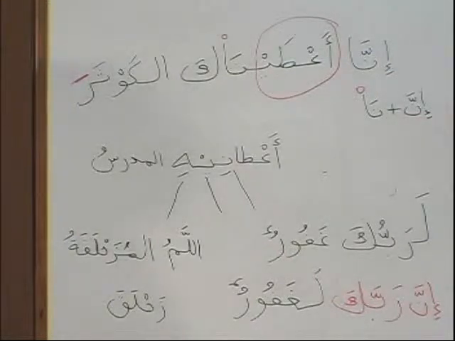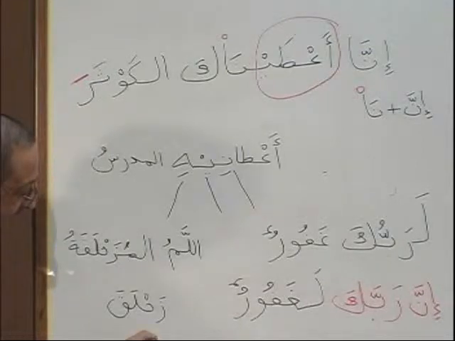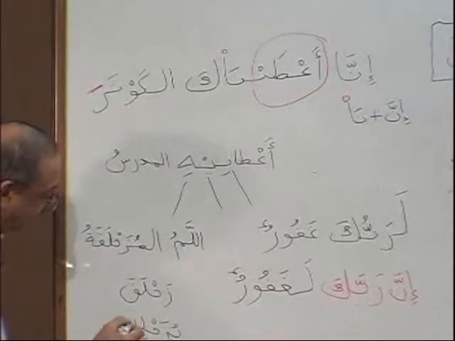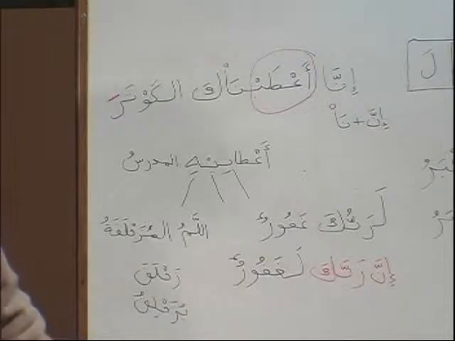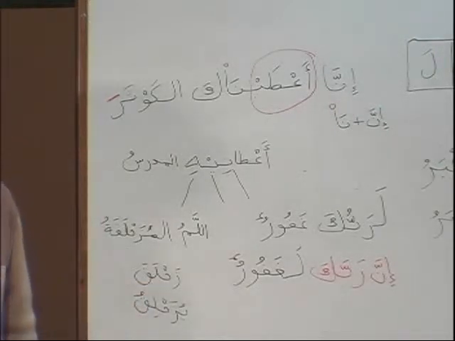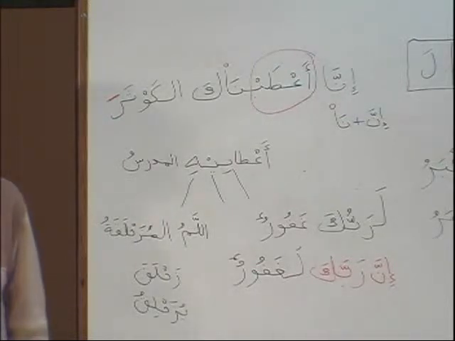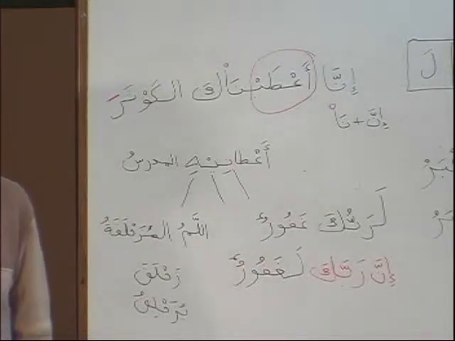Make it Mudari'. You'll start with ya. Yuzahliku. The letter before the last will get a kasra. Remember? When we go into Mudari' with four letters, five letters, okay? Zahlaka, yuzahliku. Okay, one more verb I tell you. Tarjama. Make it Mudari'. Yutarjimu. Zalzala, yuzalzilu. Harwala, yuharwilu. Got the idea?